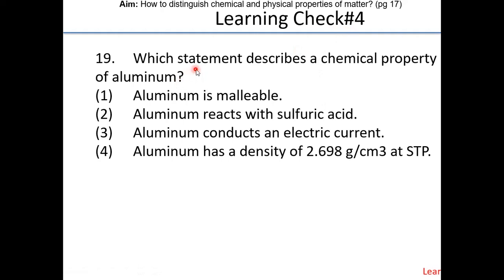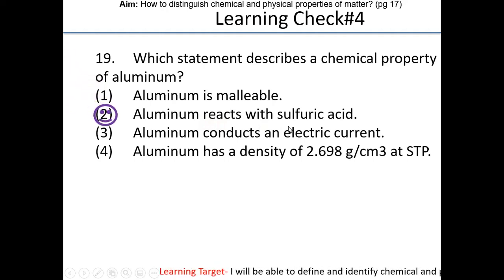Learning check number 4. Which statement describes a chemical property of aluminum? So try this yourself. Resume the video once you're done. Okay, so here's the answer. So remember, chemical property can only be observed during a chemical reaction. Which one is describing that? So the key word is react. That is implying a chemical change. Okay, the rest you can observe without changing aluminum.